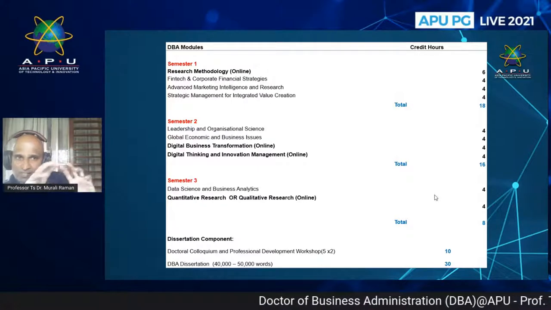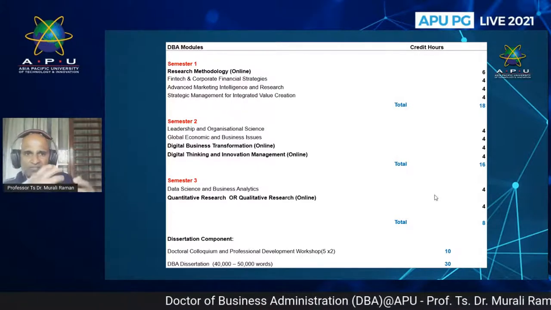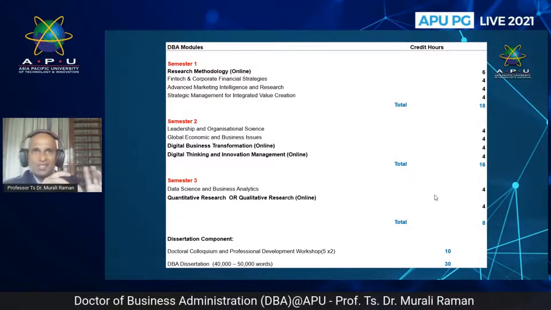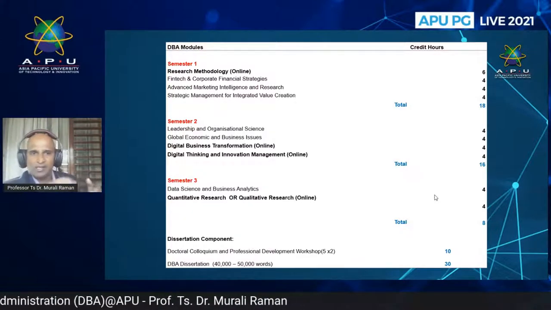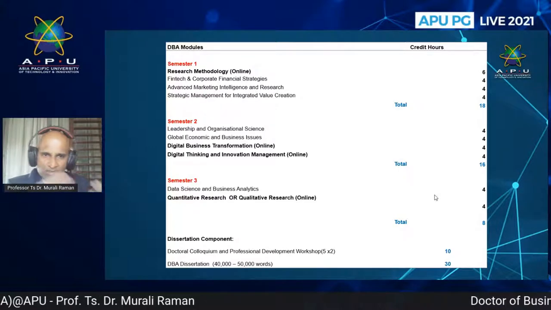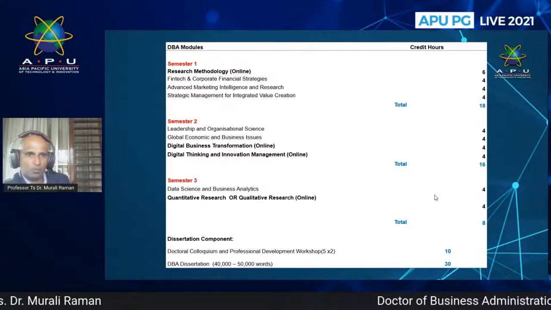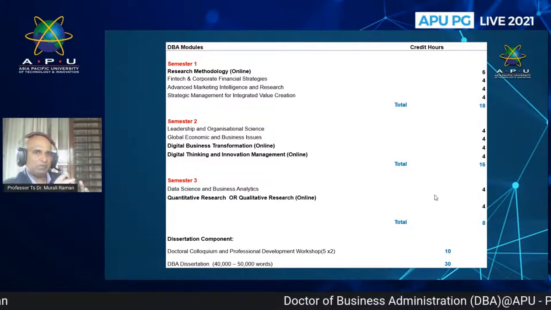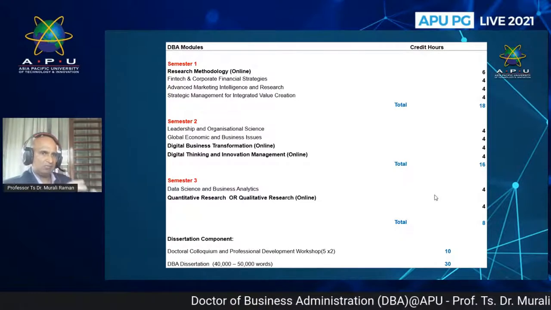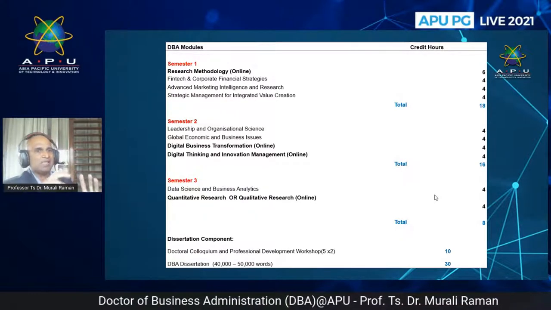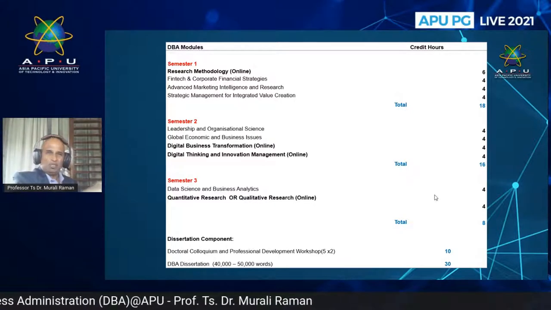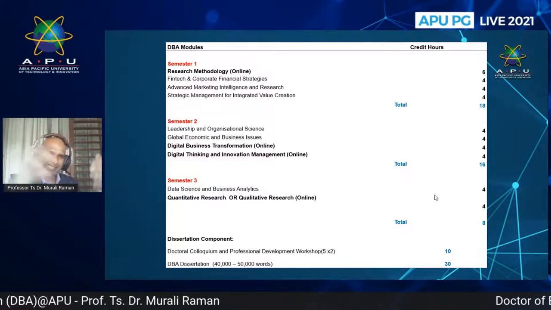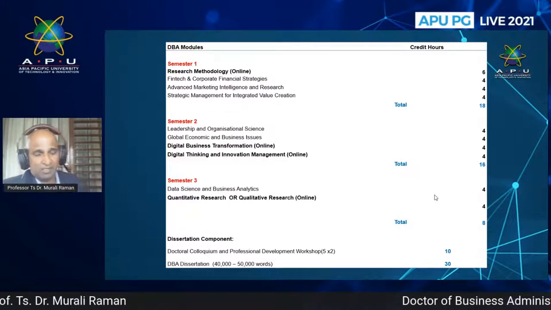Semester two, with a bit of research methodology coming in to give you a good feel of what research is. How do you start thinking about the final dissertation, the thesis you're going to write at the tail end? Early on, in semester one, there's some introduction there. In semester two, this is where the leadership skills and competencies come in: leadership and organizational science, global economic issues, and issues like the VUCA things I was talking to you about, dissecting them from a case study perspective.